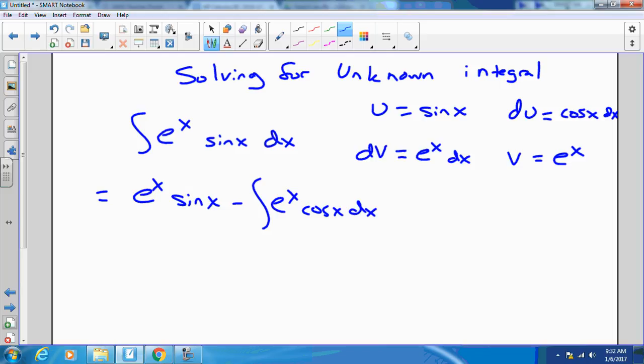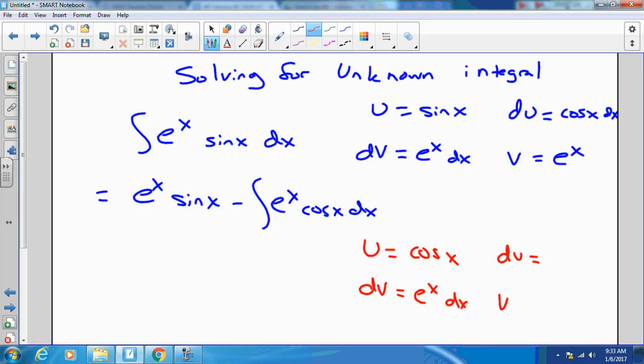That's interesting. Can we do it again? We probably could. What should I choose for my u? Should I choose u equals e to the x, or should I choose u equals cosine x? Let's try cosine x. We can come back and consider the other one in just a minute. This one actually is going to turn out to work for me.